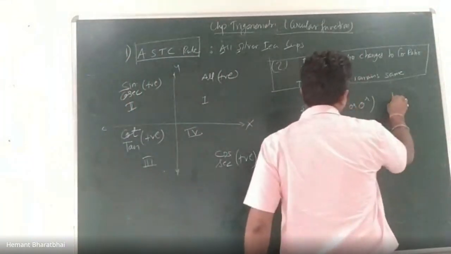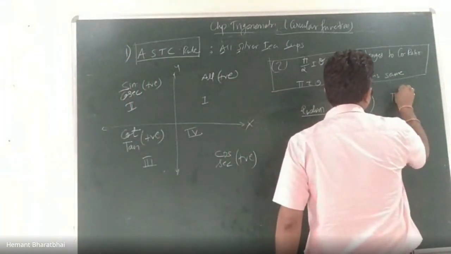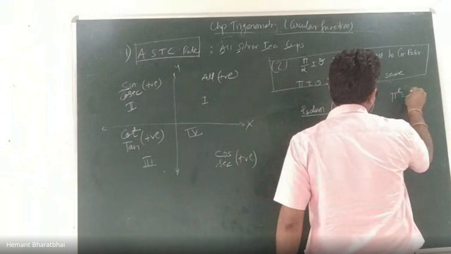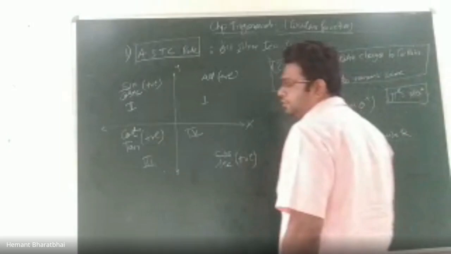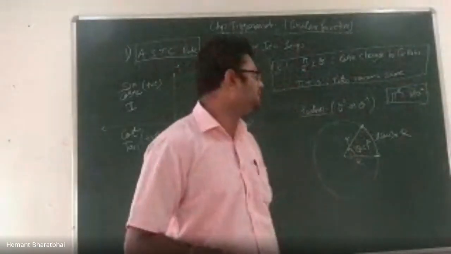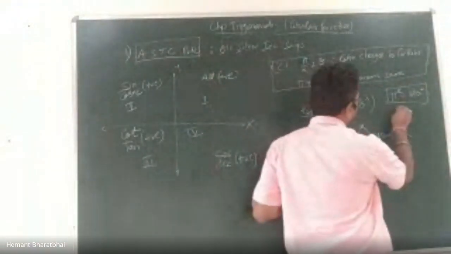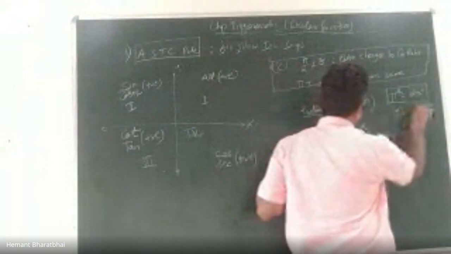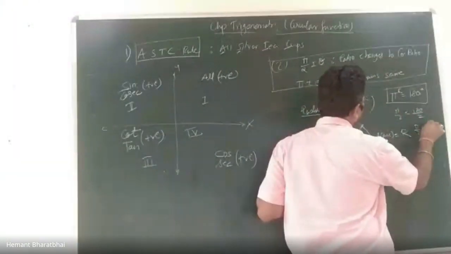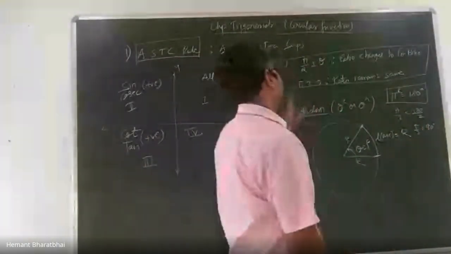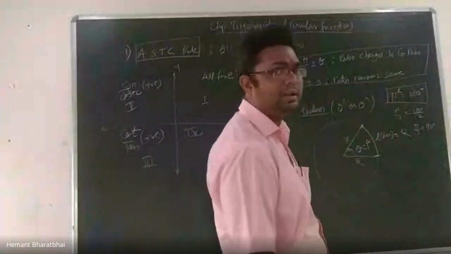Now you just have to remember this relation: pi radians is equal to 180 degrees. That's it. If you don't know how much is pi by 2 radians, it's simple. Divide by 2 on both sides, so you will know that pi by 2 is 90 degrees, and pi is 180 degrees.